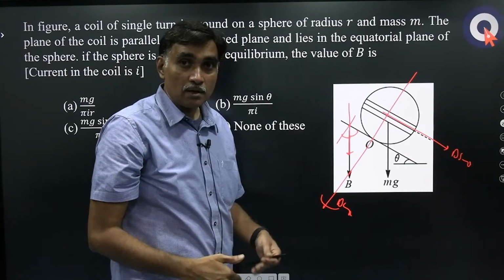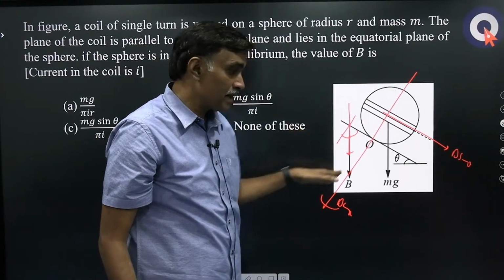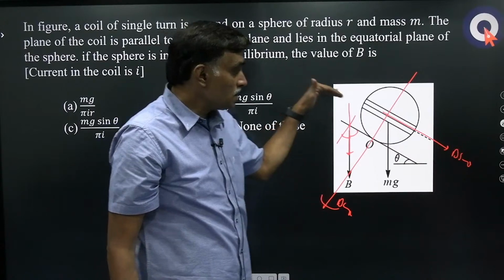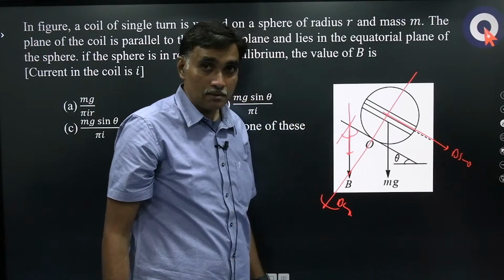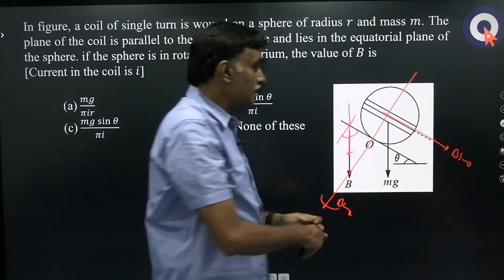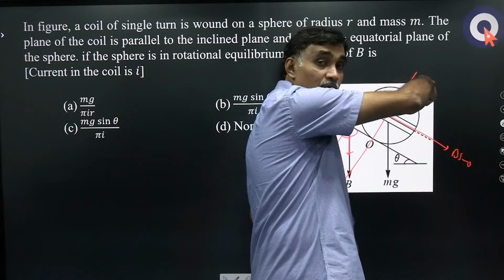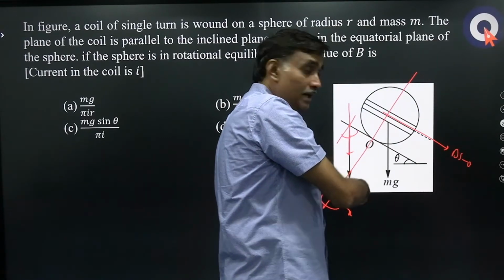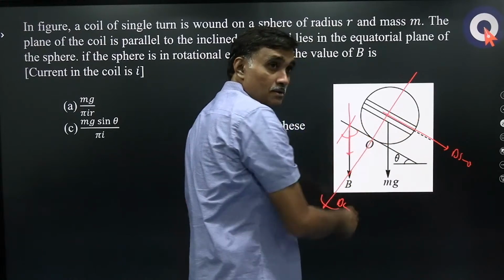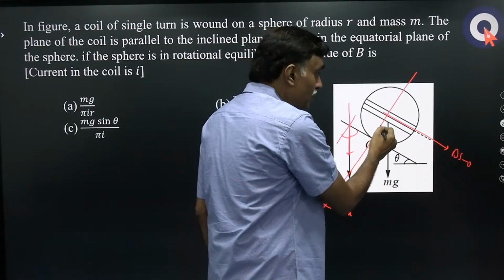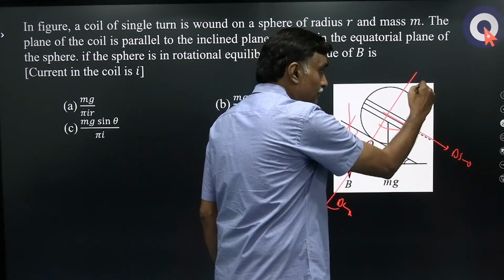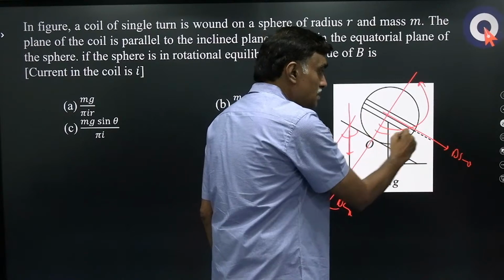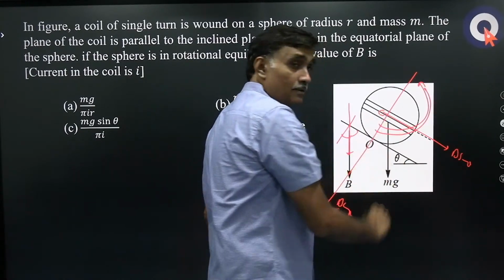So if I do m bar cross b bar, due to this component of magnetic field, torque is 0. Due to this component of magnetic field, there will be a torque. If current is in clockwise direction, if you see from top, magnetic moment is in this direction. Then m bar cross b bar is in this direction. So the torque due to magnetic field produces anti-clockwise moment about center.